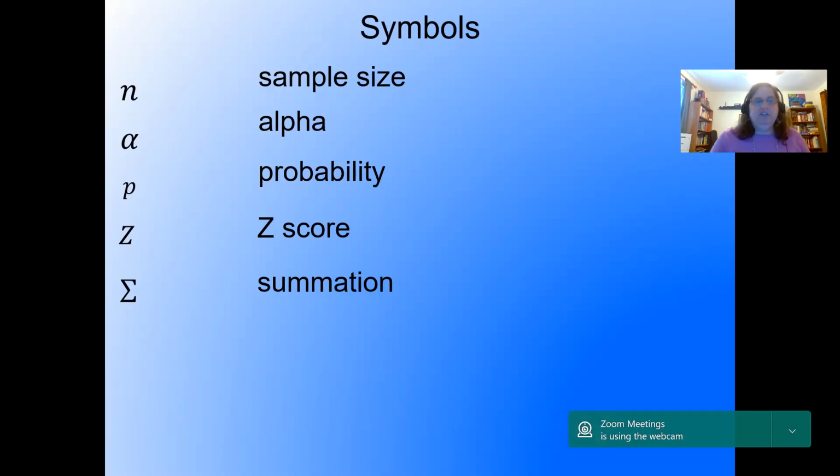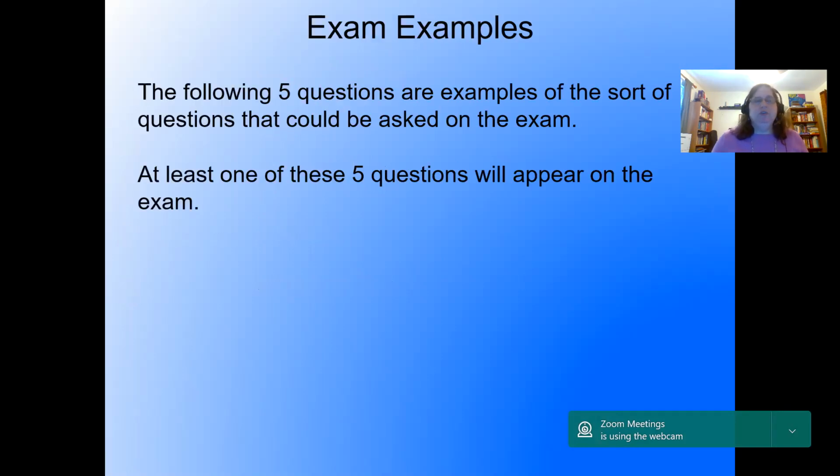Okay, so now we turn to the third and final part of our review, which is exam examples. The following 5 questions are examples of the sort of questions that could be asked on the exam. At least one of these 5 questions will appear on the exam.